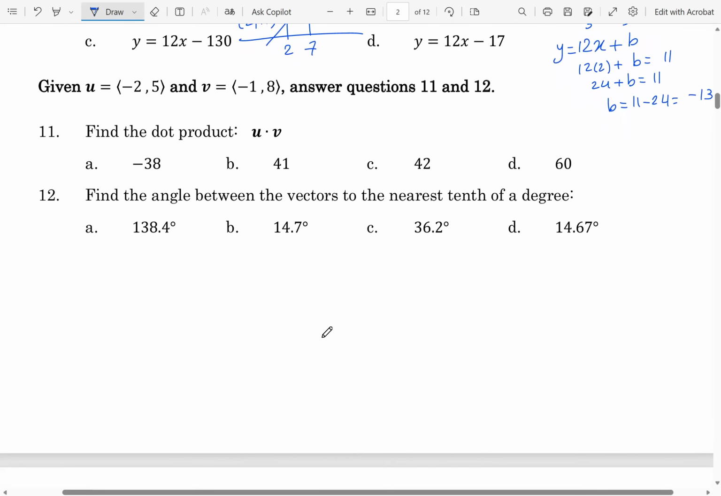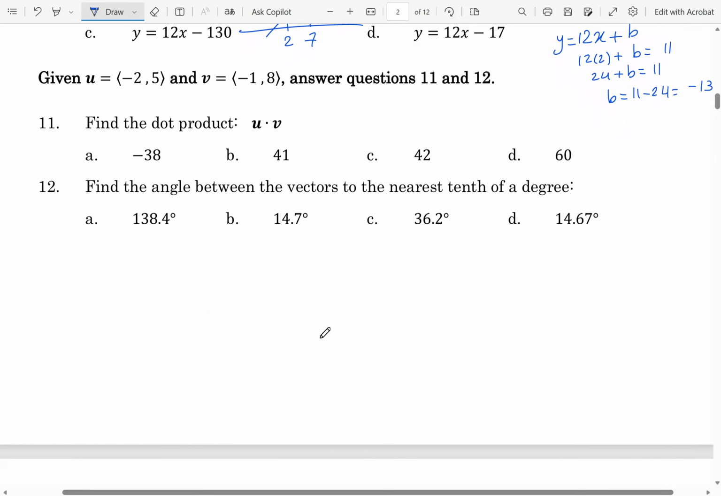Given u equals the vector negative 2, 5 and v is negative 1, 8, answer questions 11 and 12. Find the product u dot v. If you remember the rule, x1 x2 plus y1 y2. The dot product of two vectors is a scalar amount.